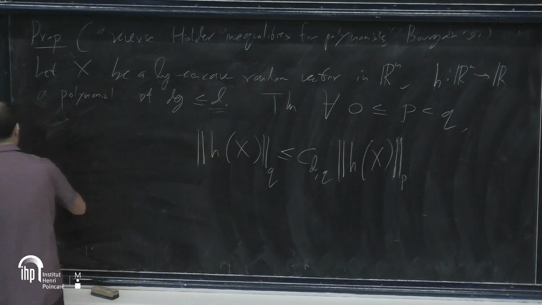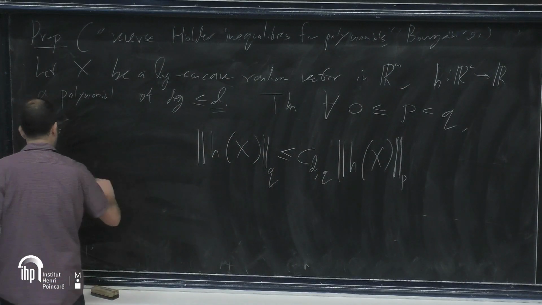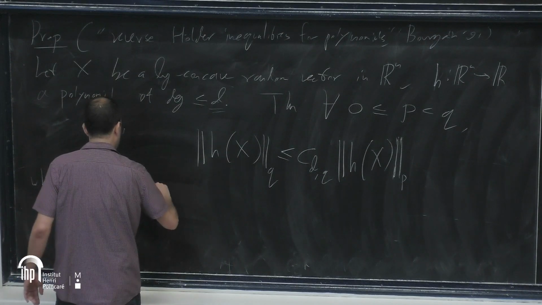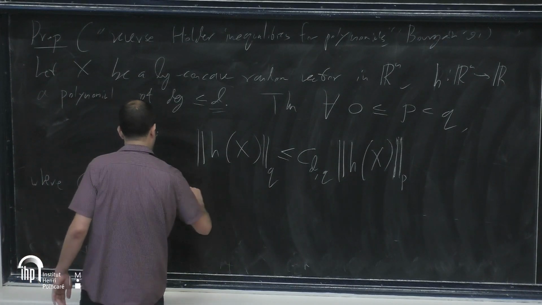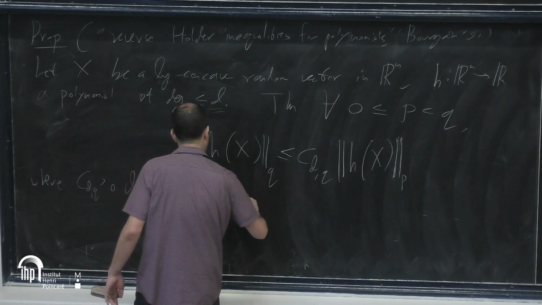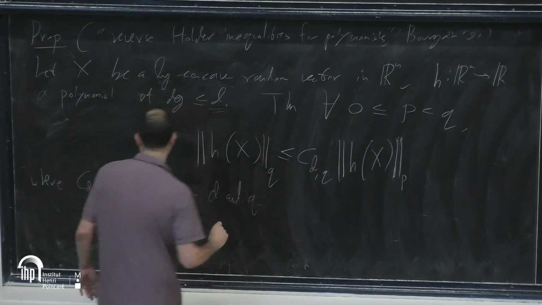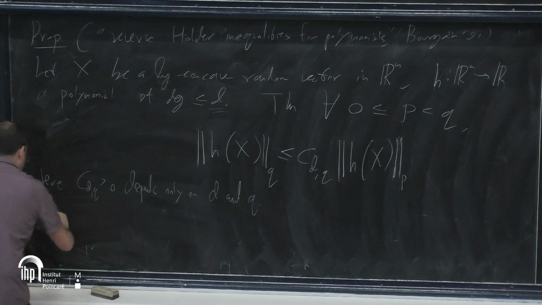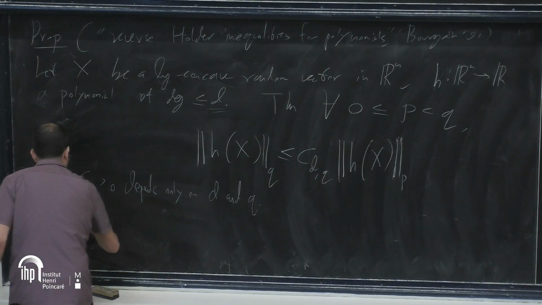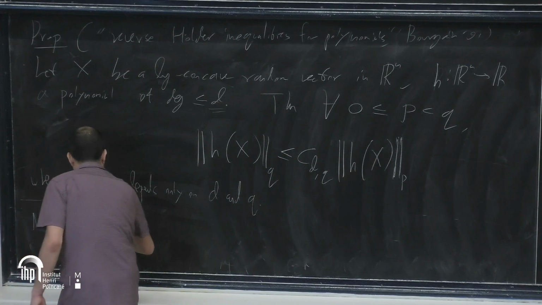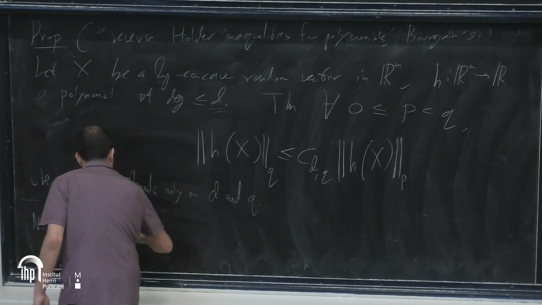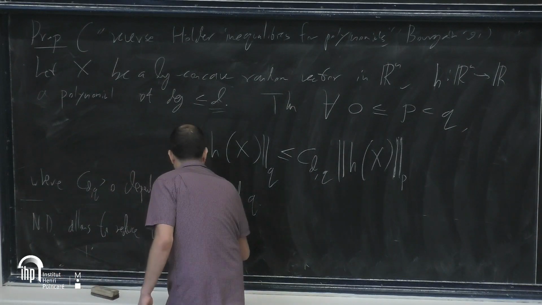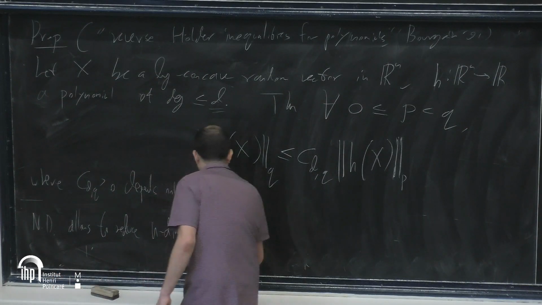Where C_{D,Q} depends only on D and Q. Okay, how do we prove this theorem? So linear decompositions allow us to reduce n-dimensional problems to one-dimensional problems. That's the use of this theorem.